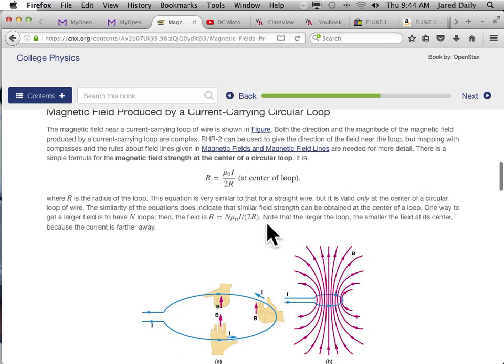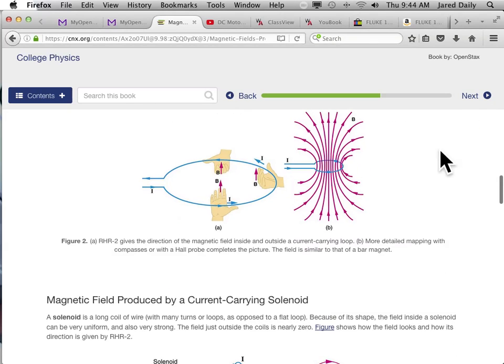What happens if you put that wire into a loop? If you put that wire into a loop, this is how you calculate the magnetic field at the center of that loop. Mu naught times the current through the loop over 2 times the radius of the loop, and that'll tell you the magnetic field at the center of that loop. And it comes from all these equations we've seen before already.